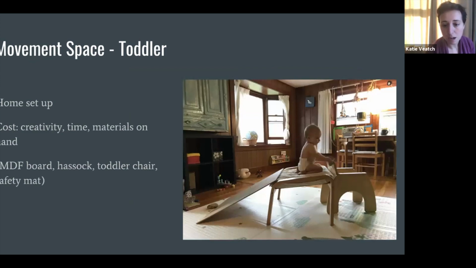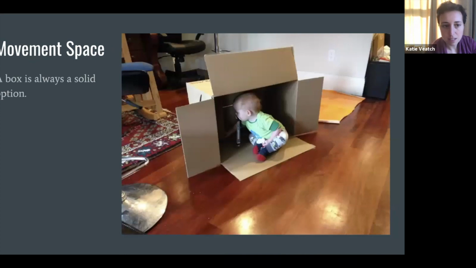So here's our home setup recently. We have this MDF board on the left. It's a type of particle board or something, very cheap from the store. Then I put a hassock and a child chair. My child was really interested in climbing up and over and down and up and over and down. Then I went the other way, up the ramp and over the chair. This will buy you some time. Safety first, safety first. Boxes, always a solid option.